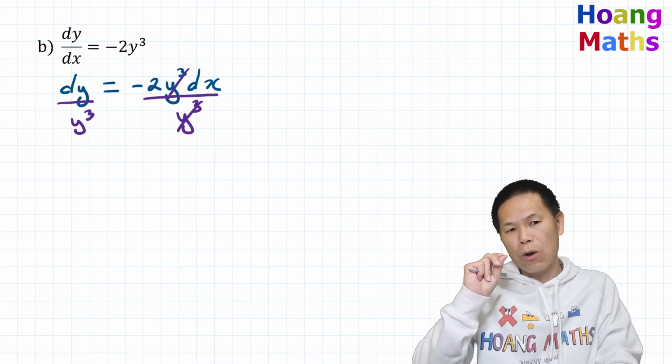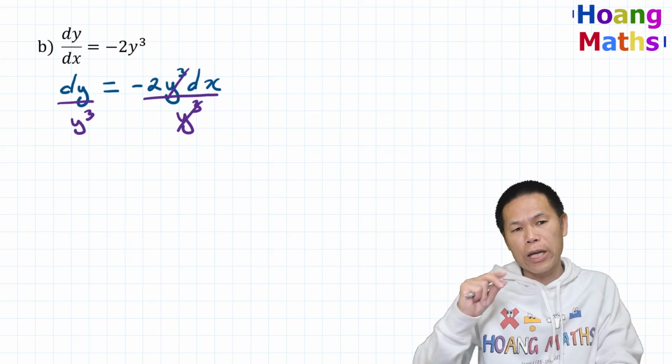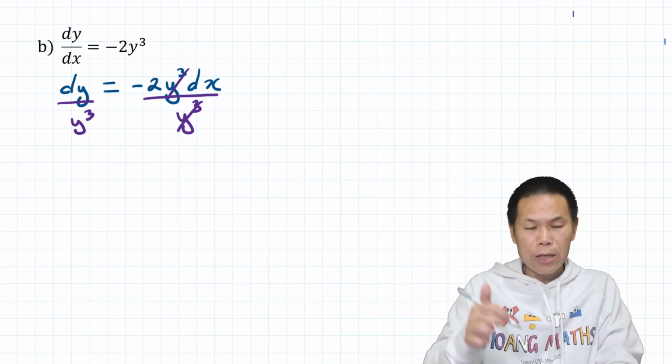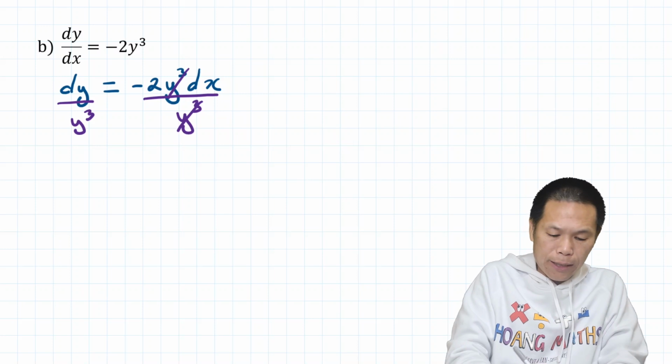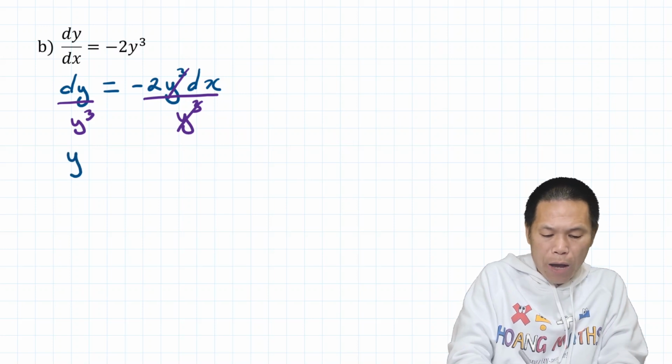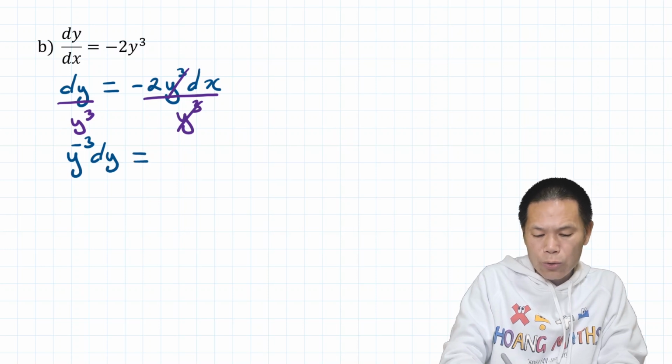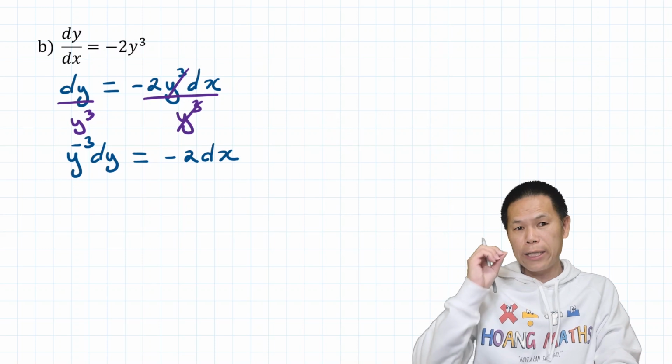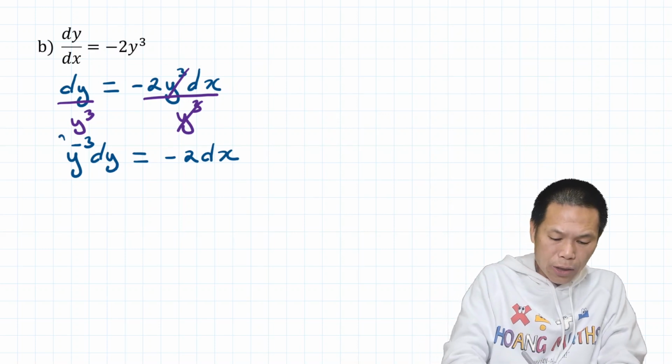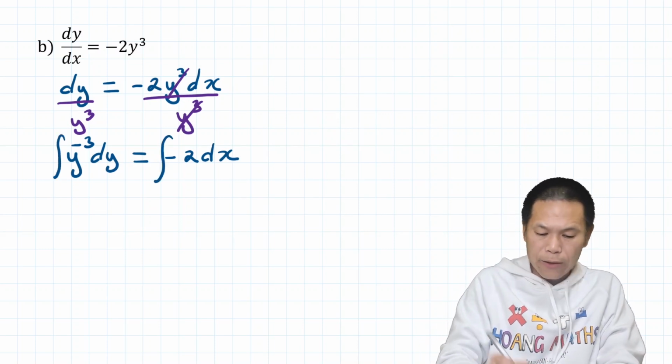dy over y power 3. So I can bring the y power 3 up, which gives me negative indices. So that becomes like this: y power negative 3 dy is equal to negative 2 dx. So now I integrate both sides. So integrate this and I integrate this.